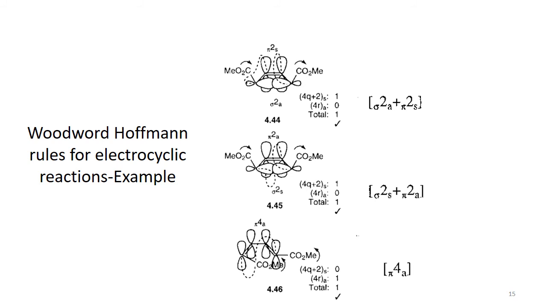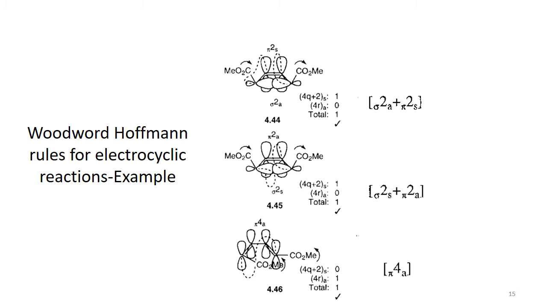But when we talk about sigma 2s plus pi 2a, in this case again the pi electrons, we say pi 2 and antarafacial, these are 1, and in 4r, that is in antarafacial, but for a 4r system we don't have 4 electrons here, so we say that it is 0. So the total pair is 1, and we say that it is also thermally allowed. So therefore, in cyclobutene, we say that sigma 2a, these sigma and pi, they should have opposite antarafacial or suprafacial relationship.